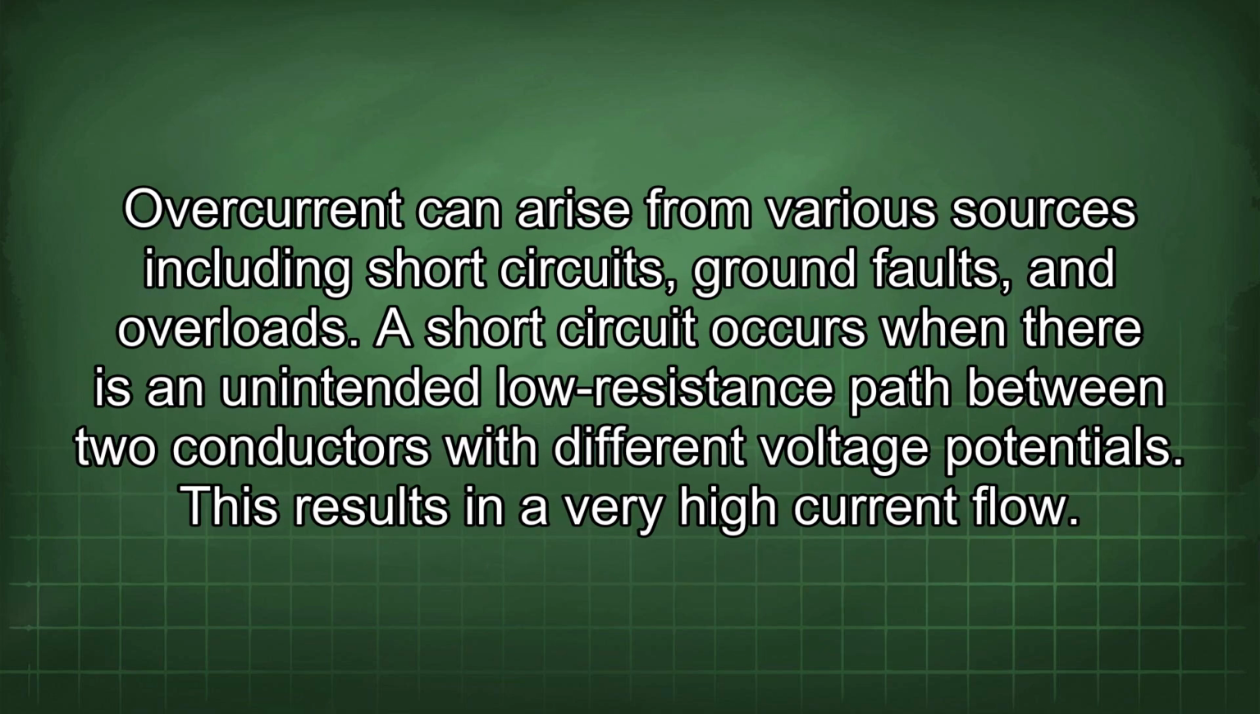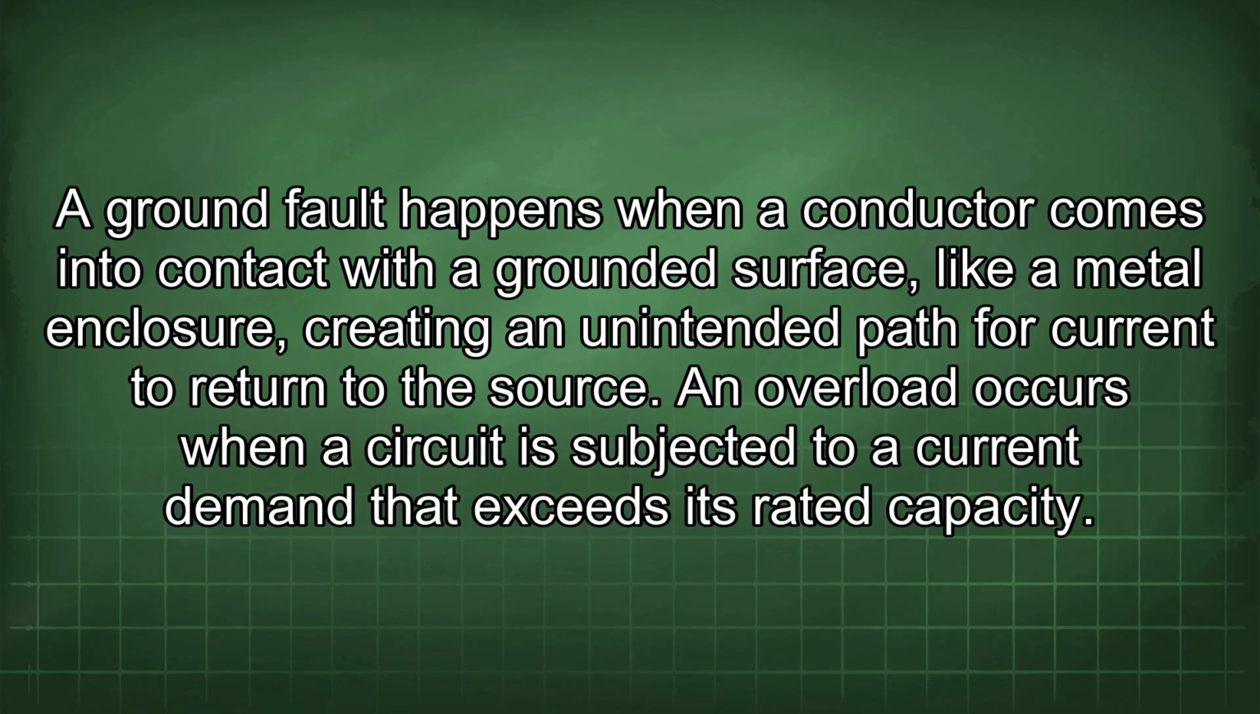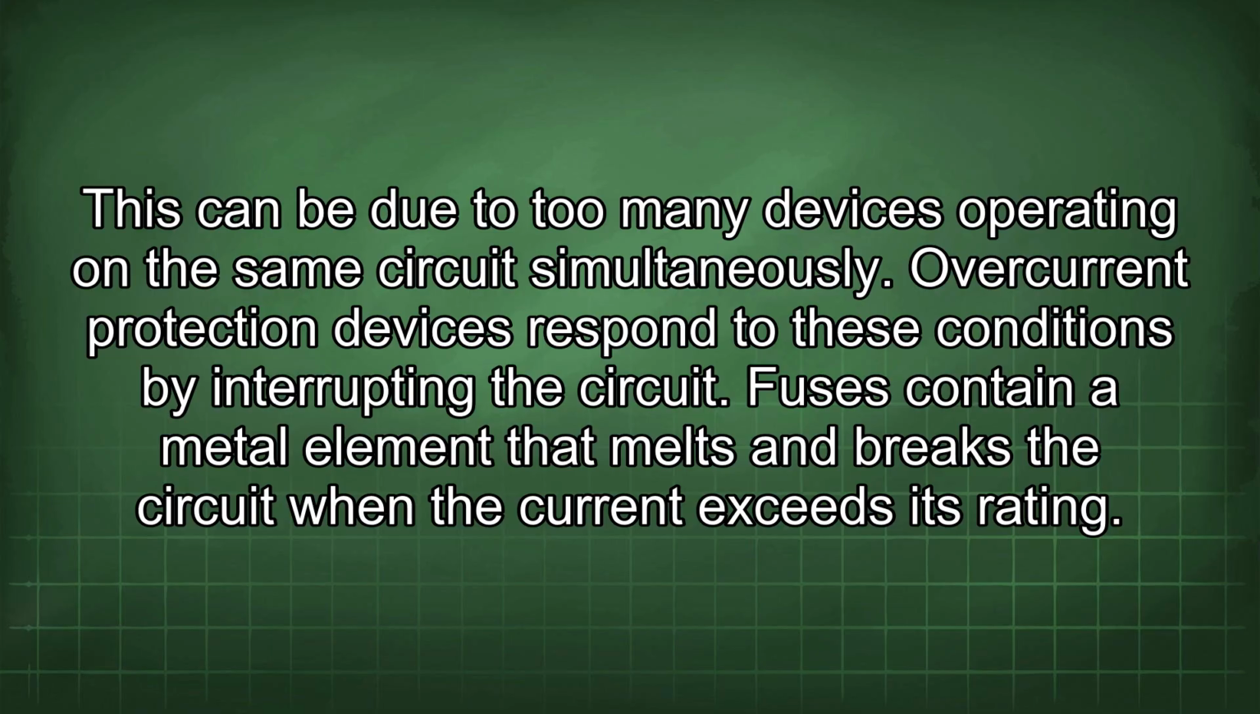Overcurrent can arise from various sources including short circuits, ground faults, and overloads. A short circuit occurs when there is an unintended low resistance path between two conductors with different voltage potentials. This results in a very high current flow. A ground fault happens when a conductor comes into contact with a grounded surface, like a metal enclosure, creating an unintended path for current to return to the source. An overload occurs when a circuit is subjected to a current demand that exceeds its rated capacity. This can be due to too many devices operating on the same circuit simultaneously.